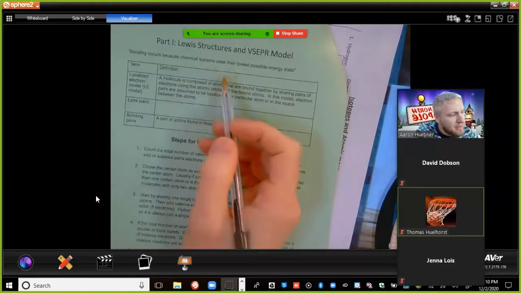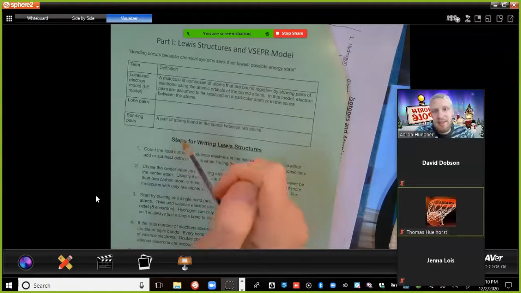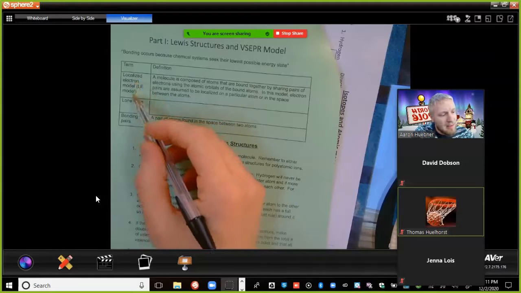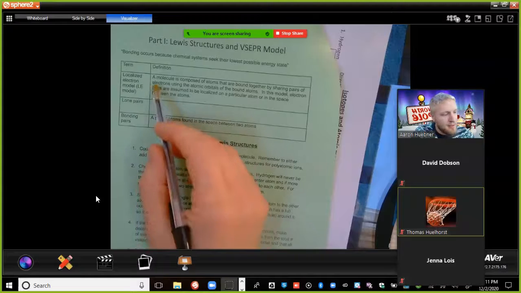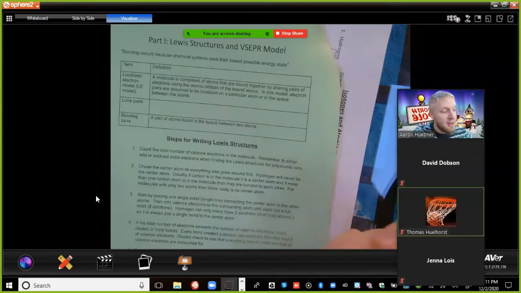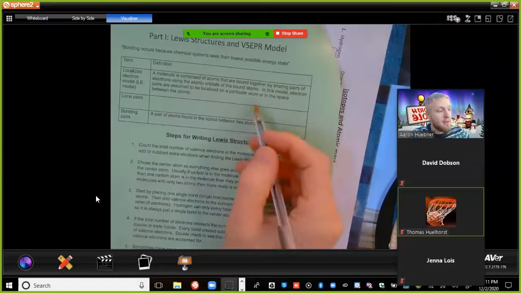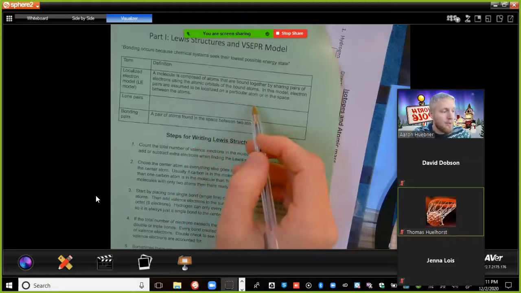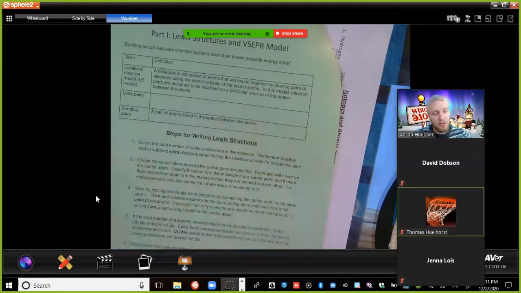It says chemical systems seek their lowest possible energy state. We've got a few terms. Localized electron model: a molecule is composed of atoms that are bound together by sharing pairs of electrons using the atomic orbitals of the bound atoms. In this model, electron pairs are assumed to be localized on a particular atom or in the space between the atoms. It's what you saw in your sophomore year of chemistry. It accounts for 90% of explanations of bonding, and we'll talk about the other 10% in the other sections.